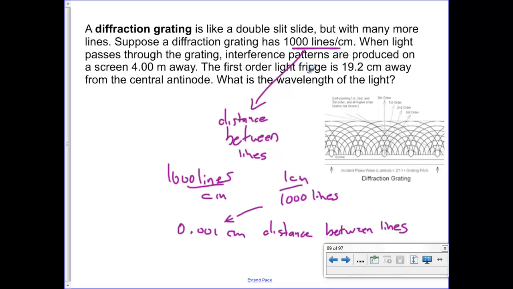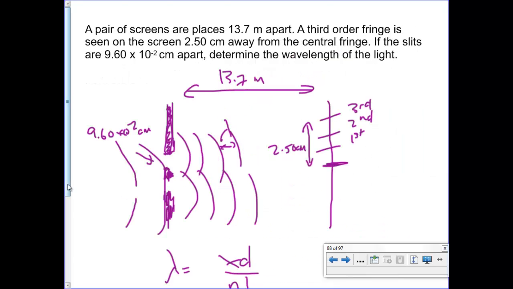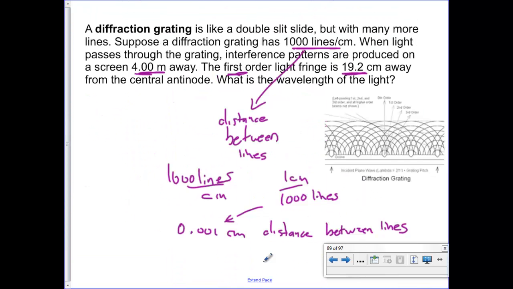Okay, anyways, what this really tells you is the distance between lines. So we have all the rest of the information we need. We have a distance. It says it's a first order light fringe, and we know the distance away. So we have all the information we need to throw it into a formula again. So what was that formula? XD over NL.